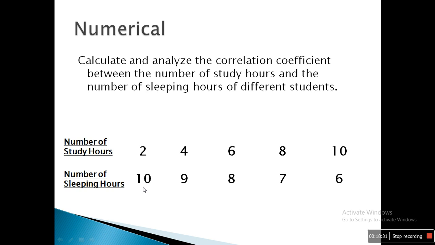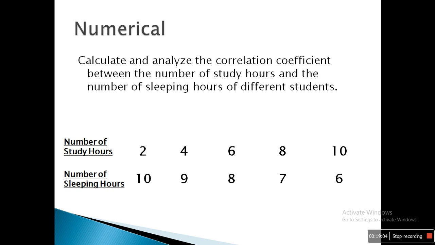You can see over here the person who is studying for 2 hours is sleeping for 10 hours. The person who is studying for 4 hours is sleeping for 9 hours, which means if your study hour is increasing, your sleeping hour is decreasing, which means one variable is increasing and the other one is decreasing. So there is a kind of negative relationship or a negative correlation coefficient between the two variables. This is what I can see from the data. But is it a perfect negative relationship, or to what level is it a negative relationship? What is the value of the coefficient?